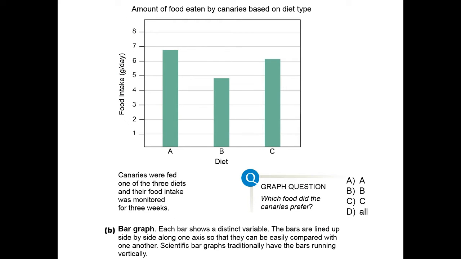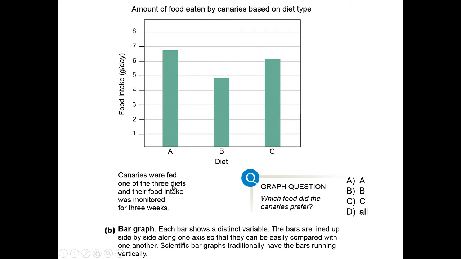Let's go over our first type of graph, the bar graph. It's called a bar graph, very obviously, because there are bars here on a graph. And these bars can be easily compared to one another. So what we're showing here, as explained by this title, is the amount of food eaten by canaries based on diet type. So here we have 3 diet types, as noted here on the x-axis. Diet A, Diet B, and Diet C.